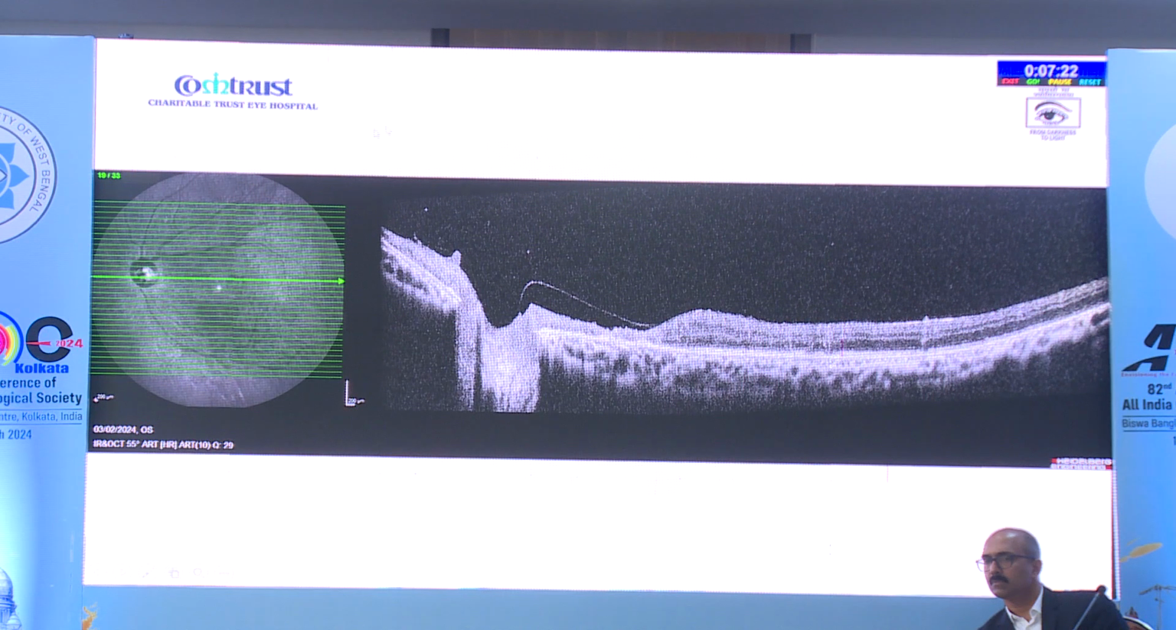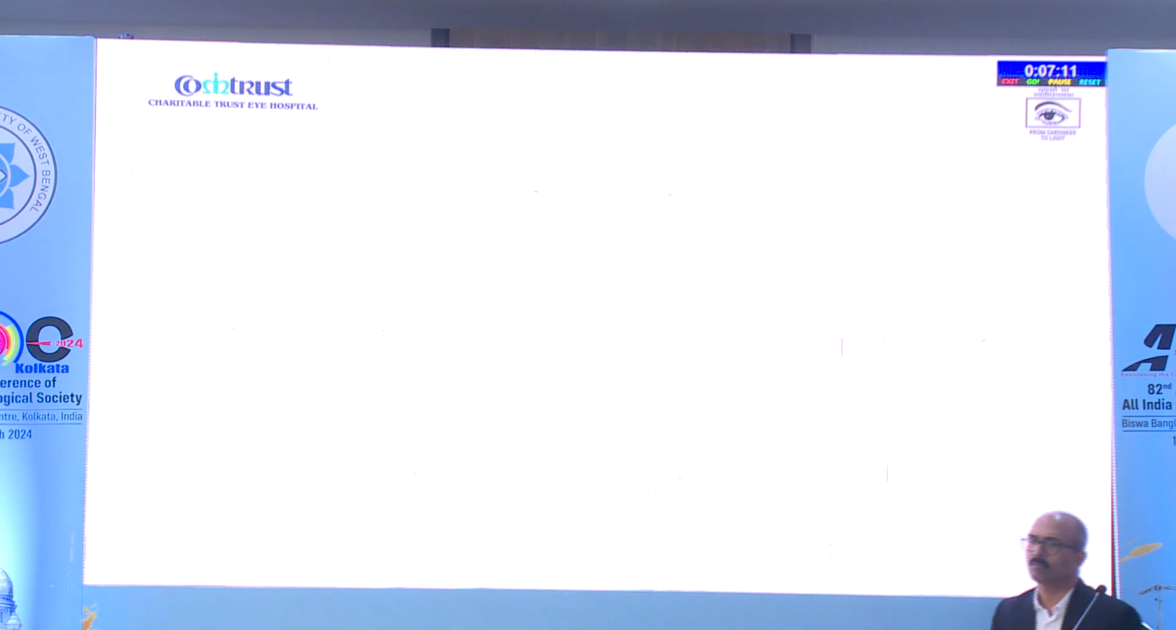And the healing pattern also is very interesting in these cases. You can see that there is a full thickness atrophy of the retina which was affected by the CMV retinitis, and the ILM is separated, the rest of the retina appears subsided down.